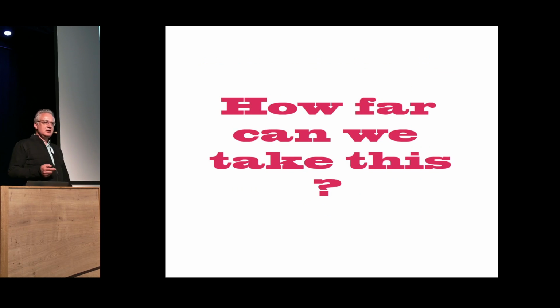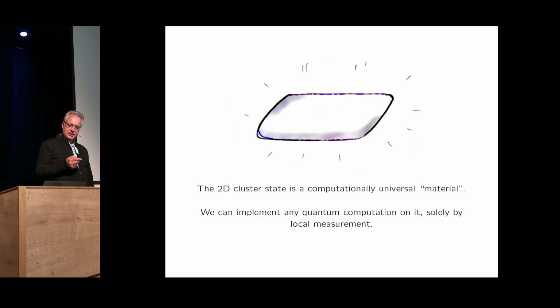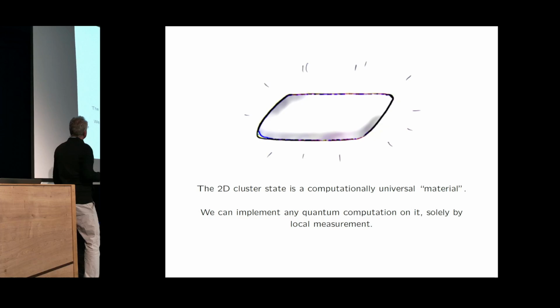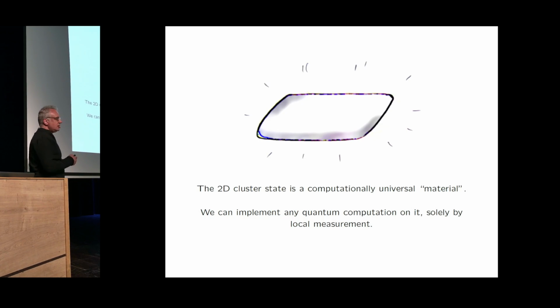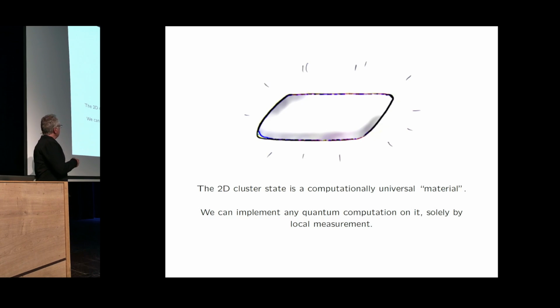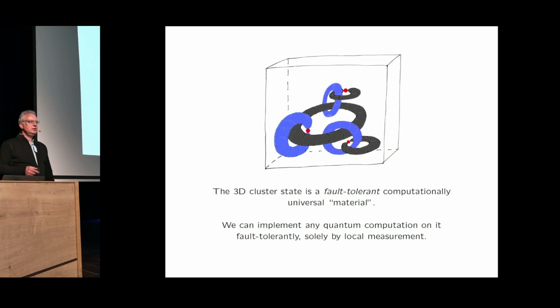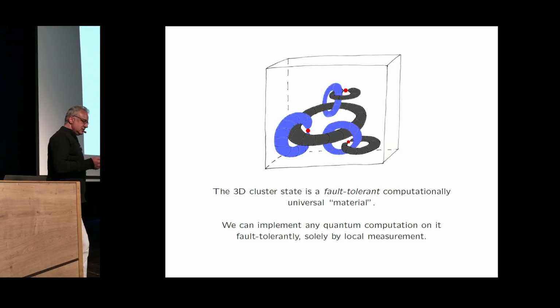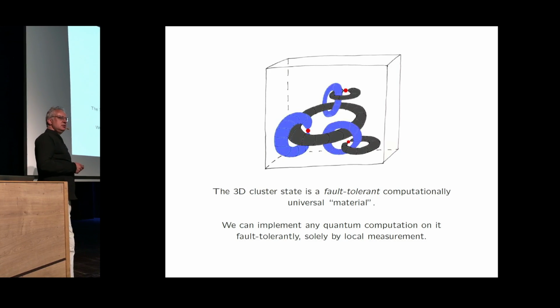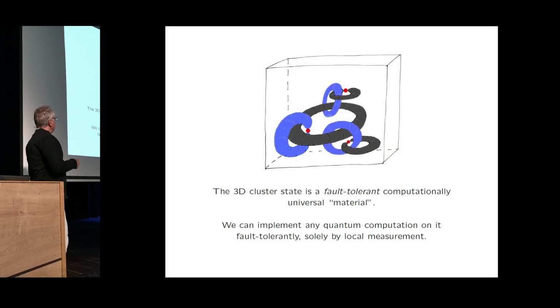And so the question is, how far can you take this? You can take it at least as far as universal quantum computation. That's basically what I want to talk about. So the 2D cluster state is a computationally universal material, and you can imprint any computation on it that you like by choosing the measurement bases in all the places. And maybe you want that to be fault tolerant also. The easiest way to get fault tolerance in addition to universality is to go one dimension higher up. You could do this in three-dimensional cluster states.